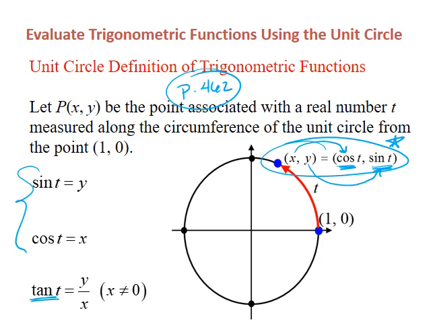And then tangent, you will see, is y over x, which is also sine of t over cosine of t. And that's going to come up again, and you might want to remember that.